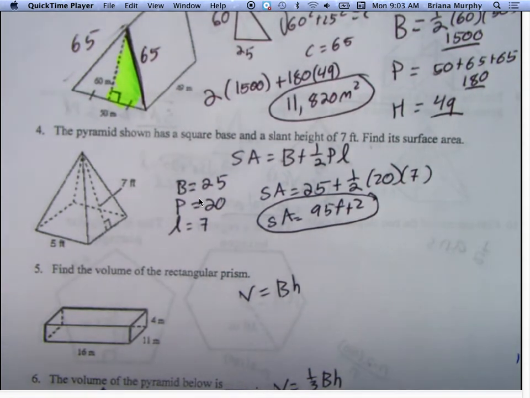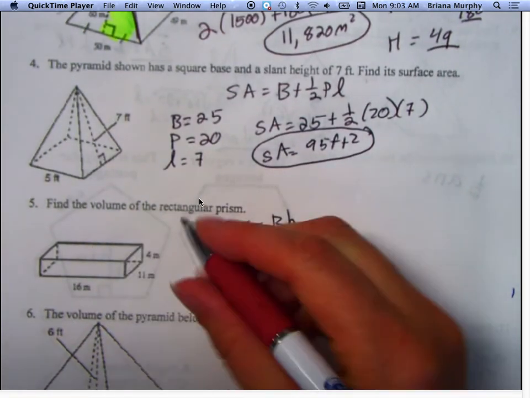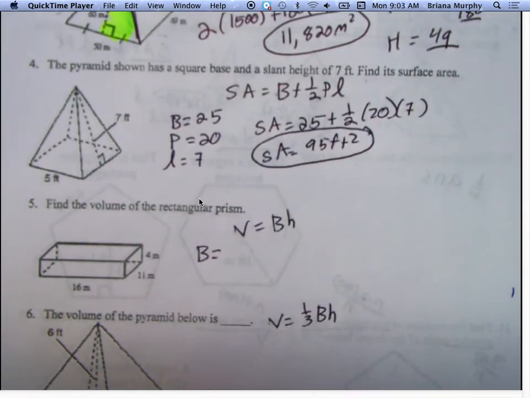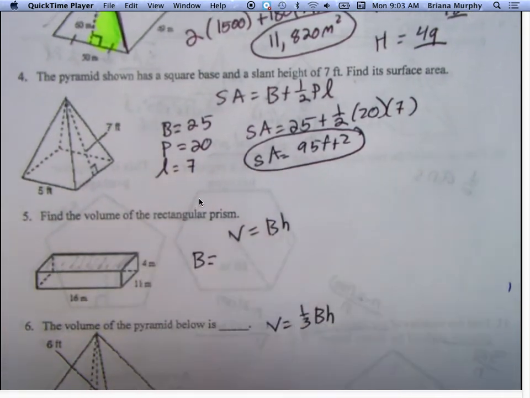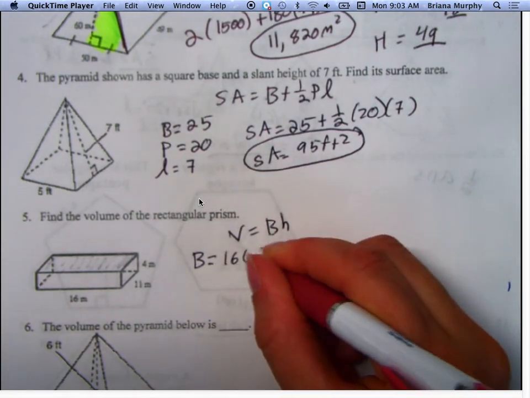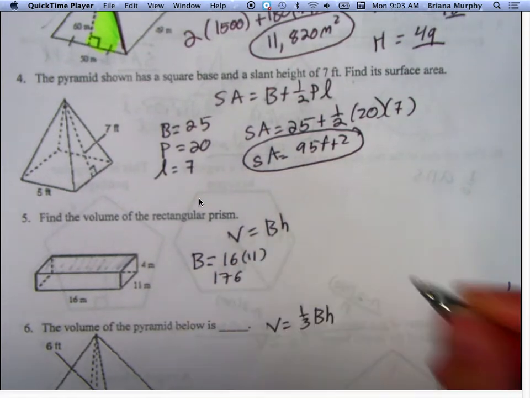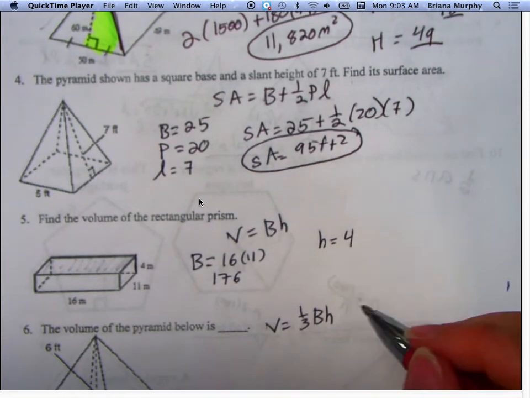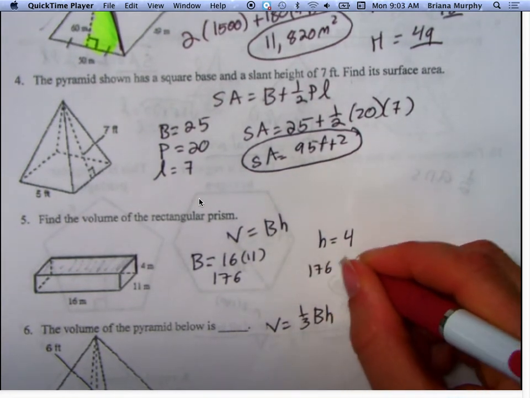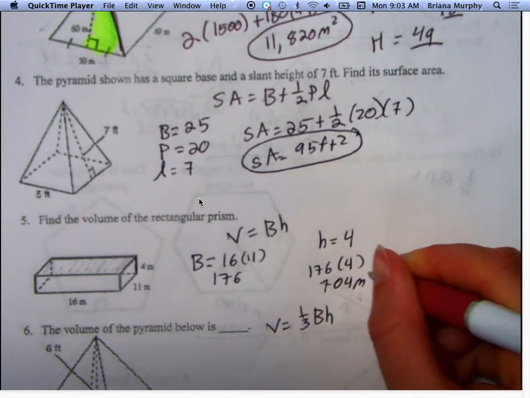Okay. All right, number 5, we're going to find the volume of this rectangular prism. What's the area of the base of this? How am I going to find it? If we look, this is the base, this big rectangle on the top or the bottom. So we go 16 times 11, which gives me 176. And my height, or distance between my two bases, is 4. So my volume equals 176 times 4, which is 704 meters cubed.